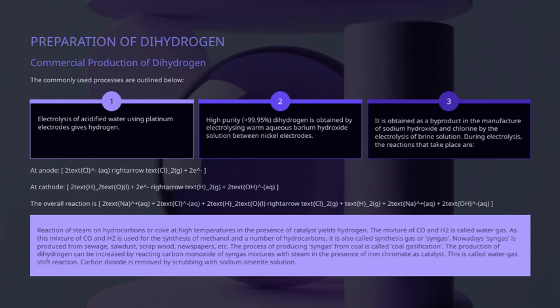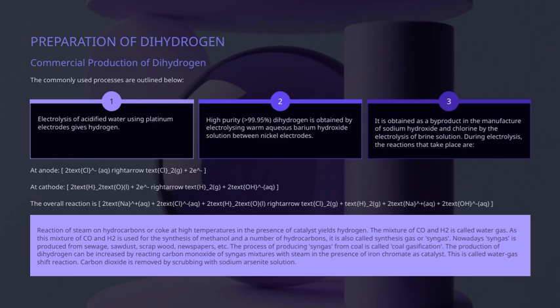Another important method involves reacting steam with hydrocarbons or coke at high temperatures in the presence of a catalyst, which produces a mixture called water gas or synthesis gas, often shortened to syngas. This mixture contains carbon monoxide and hydrogen, and it's very versatile because it's used to synthesize methanol and various hydrocarbons. Nowadays, we also produce syngas from more unconventional sources like sewage, sawdust, scrap wood, and newspapers. The process of converting coal into syngas is known as coal gasification.